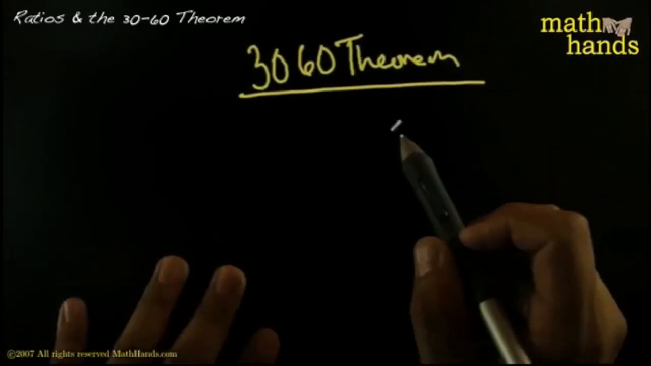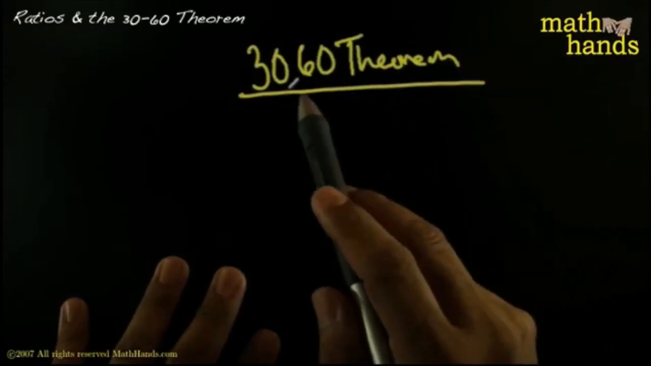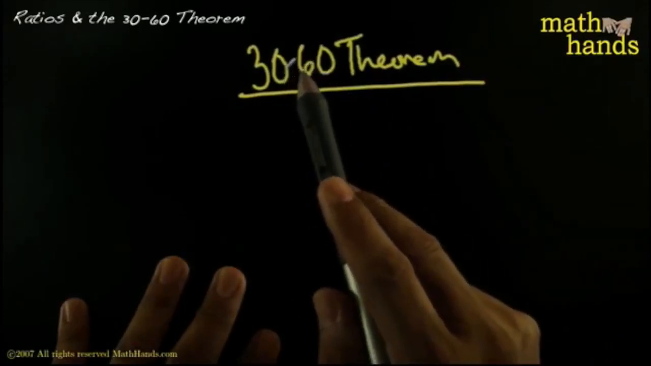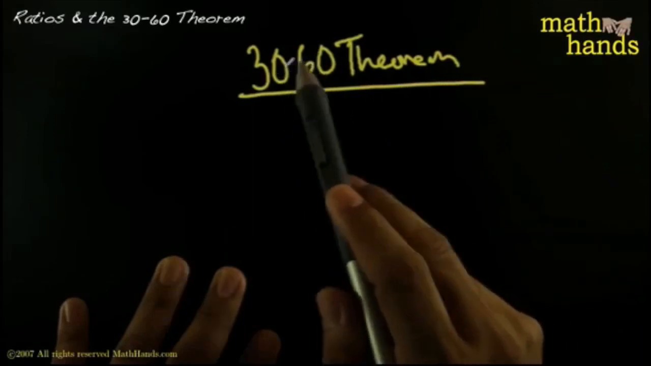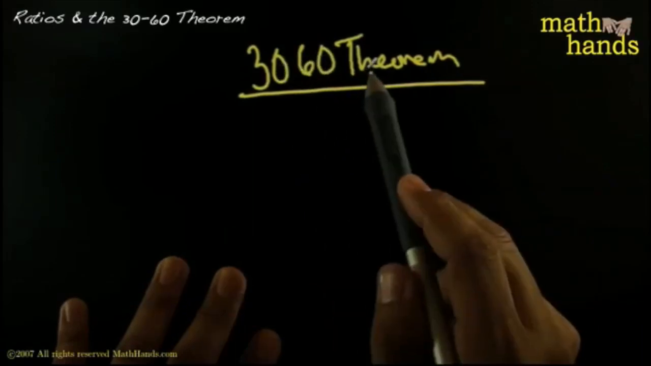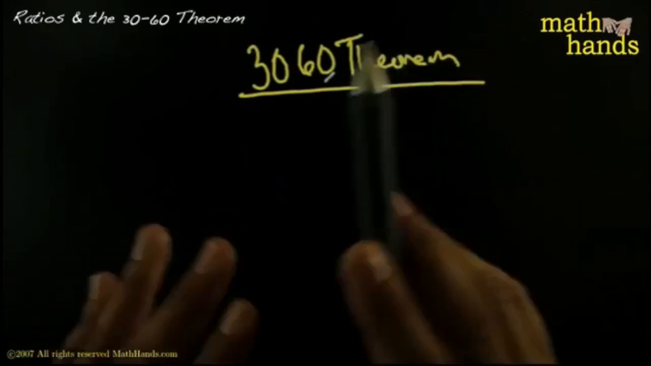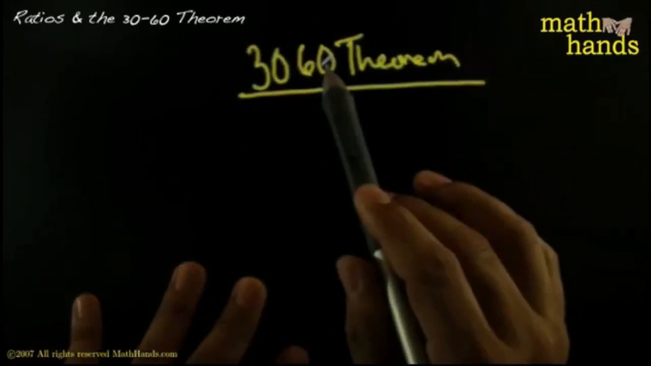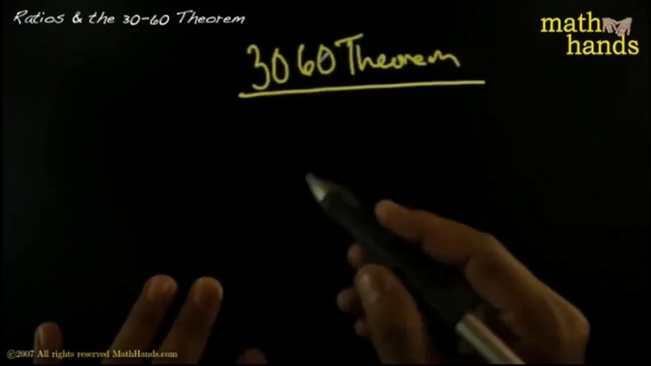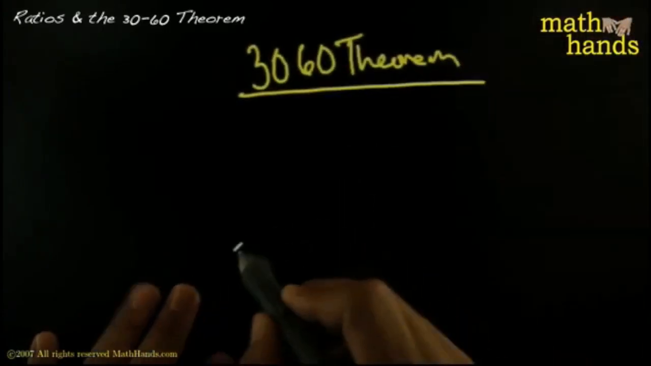It applies to triangles where one of the angles is 30, the other one is 60, and the other angle, of course, is 90. So it only applies to right triangles. Okay, but not all right triangles. They have to have 30, 60, and 90 degrees. Okay, that being said, it says the following.